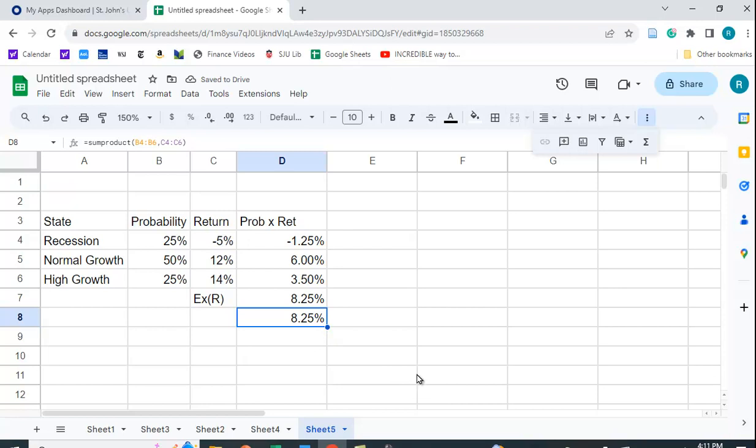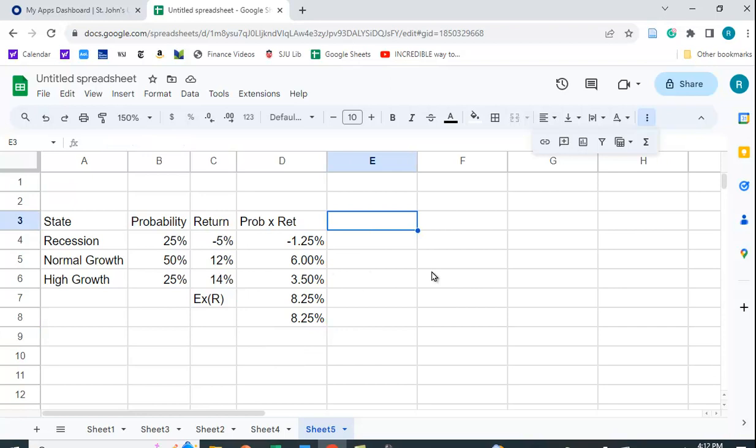Now, to calculate the variance, we can't use the canned package. We can't use VAR or VARP or VARS, because that's not going to do it correctly. What we want to do is subtract the expected return from the actual return, square it, and then multiply it by the probability, and do that for each value, and then we sum them up.